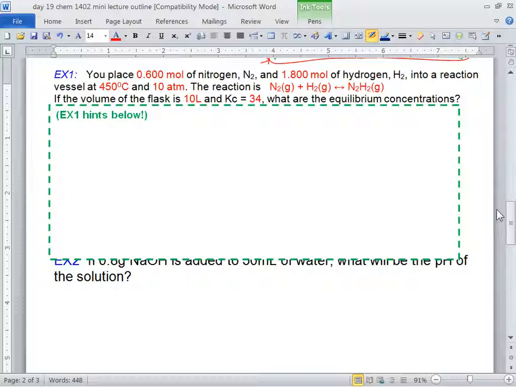When they say equilibrium concentrations or equilibrium composition, it means you need molarity. It's a little better than saying equilibrium composition, because they're telling you what units they want you to give the equilibrium composition in. But it's the exact same question. At equilibrium, how much do you have of everything?